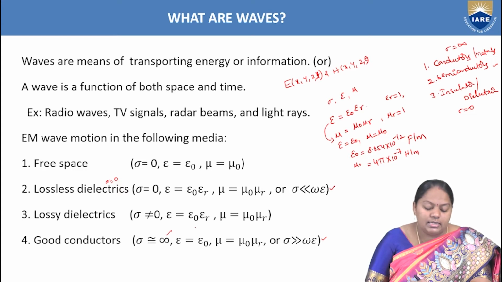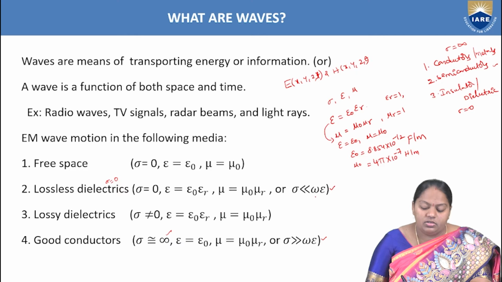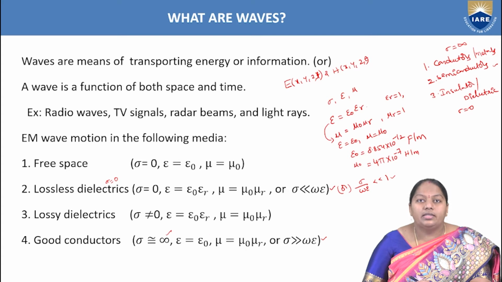For lossless dielectrics, sigma equals 0, epsilon equals epsilon naught into epsilon r, and mu is mu naught into mu r, and the condition it has to obey is sigma is far lesser than omega epsilon, or we can consider it as sigma by omega epsilon is far lesser than 1, right? So either of the conditions it has to satisfy, then only it acts like a lossless dielectric.